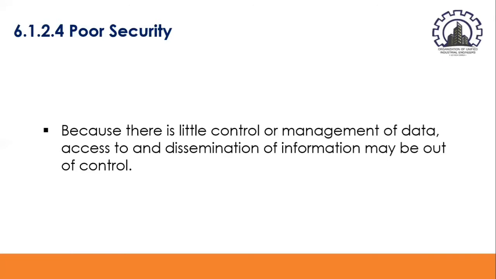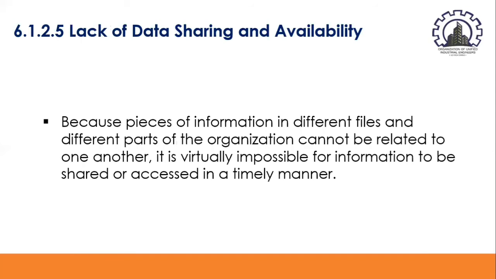And finally, the last problem that we may encounter is lack of data sharing and availability. Because pieces of information in different files and different parts of the organization cannot be related to one another, it is virtually impossible for information to be shared or accessed in a timely manner. So what do we mean by this? This means that information cannot flow freely across different functional areas or different parts of the organization. And if users find different values of the same piece of information in two different systems, then they may not want to use these systems because they cannot trust the accuracy of their data. All right, so this is what we call lack of data sharing and availability.